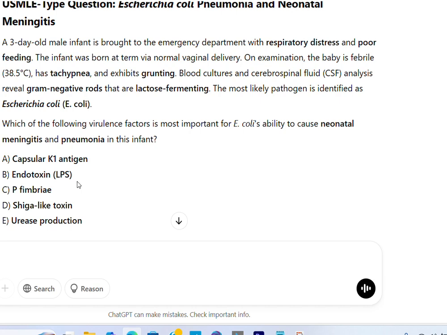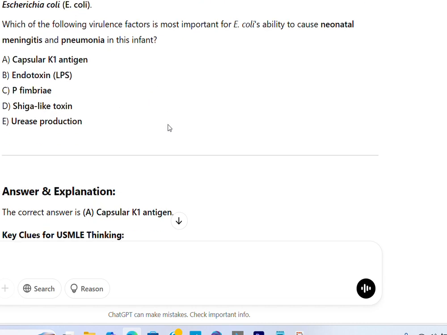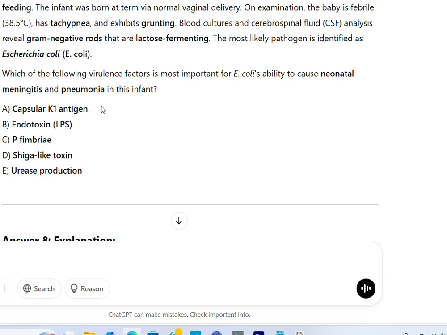Blood cultures and cerebrospinal fluid (CSF) analysis reveal gram-negative rods that are lactose fermenting. The most likely pathogen is identified as Escherichia coli, E. coli. Which of the following virulence factors is most important for E. coli's ability to cause neonatal meningitis and pneumonia in this infant? A. Capsular K1 antigen. B. Endotoxin LPS. C. P fimbriae. D. Shiga-like toxin. E. Urease production.